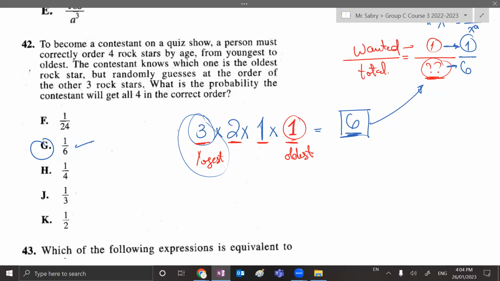Awesome. So perfect. So it's like a story thing, and it all started from probability. Just by knowing that I want a probability, I wrote the rule, wanted over total, and I realized I know the wanted, and then I realized the only missing thing is the total, so I started looking for the total by calculating the number of possible choices that could come out.